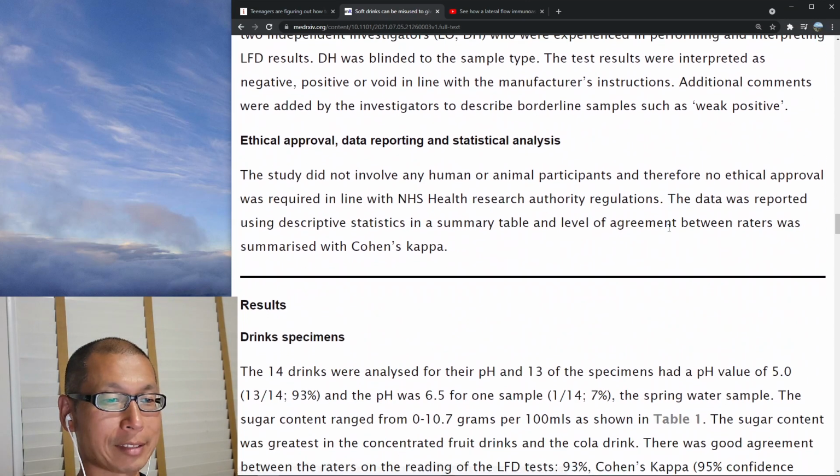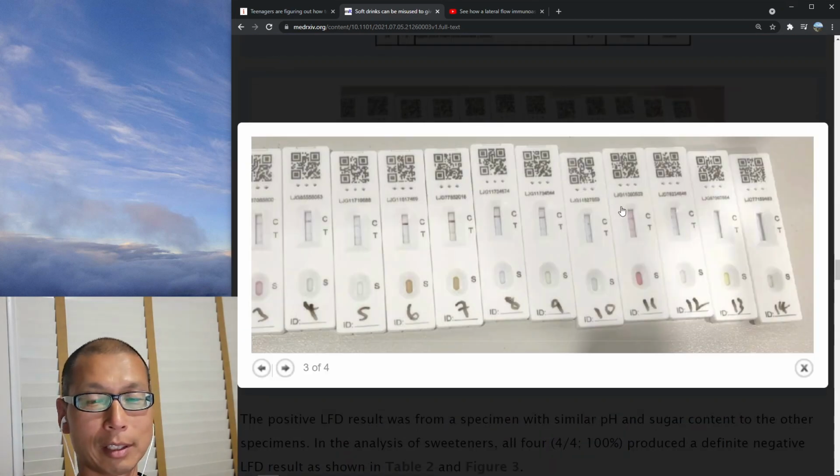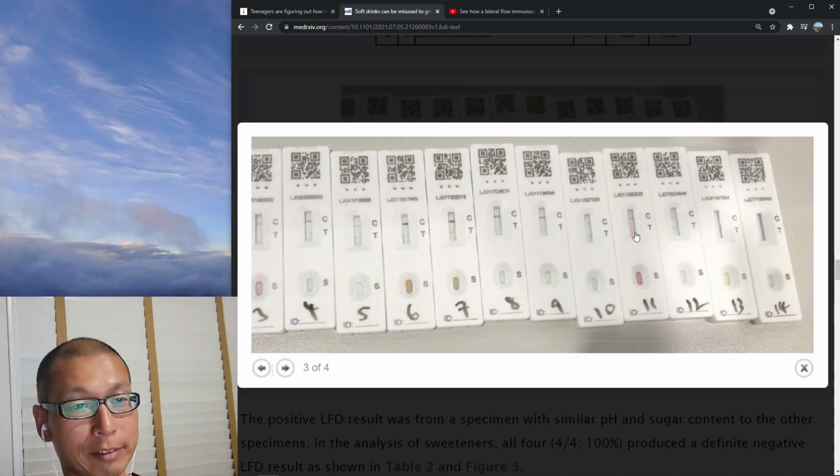And so what they did is they just applied them to the lateral flow device. And here's the picture of what you get. And you can see there's a control line, which is this, and the test line. So if the test line shows up, you see a line at the test line, then that's a positive test. So you can see here, this is positive, this is positive, maybe positive, this is positive, this is positive, very weakly positive, this is weakly positive, this is strongly positive, positive. And then this would be negative, negative, because the control lines don't show up.